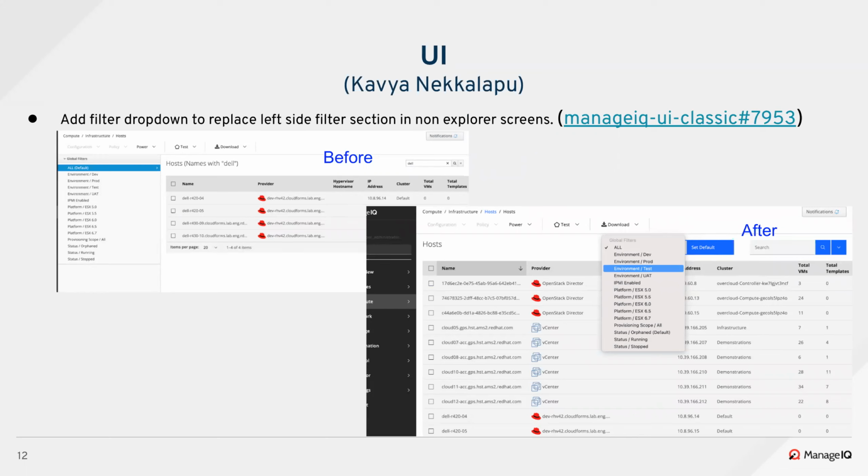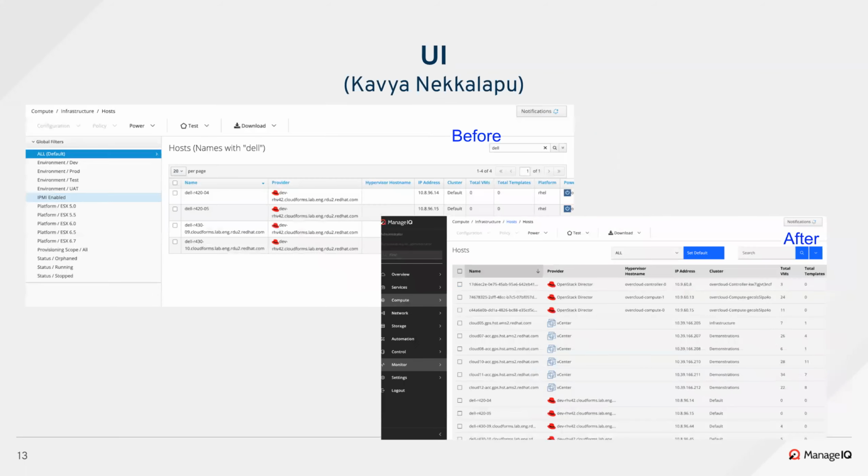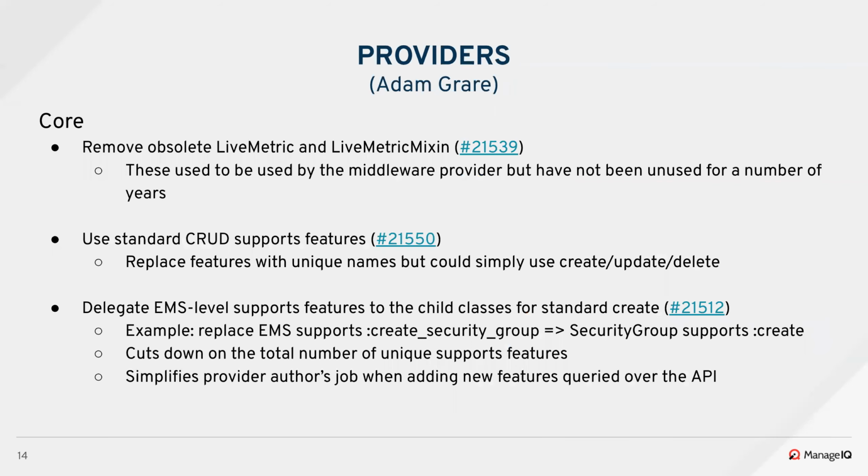Here I removed the left side filter section in non-explorer pages and placed all those filters in a drop-down above the table and beside search. It is just to save some space in the page. Next slide, please. So after the last 3 PRs I mentioned, visually table pages are looking very different. So I just kept these screenshots to show the overall difference. That's all from UI. Over to Adam.